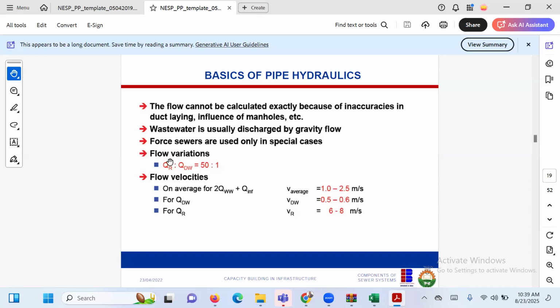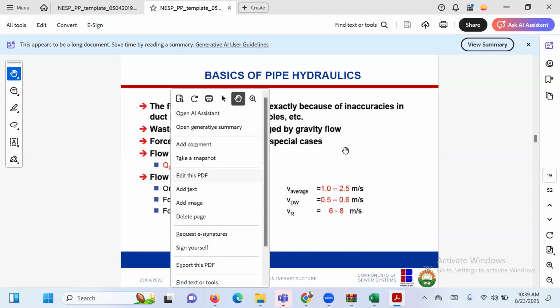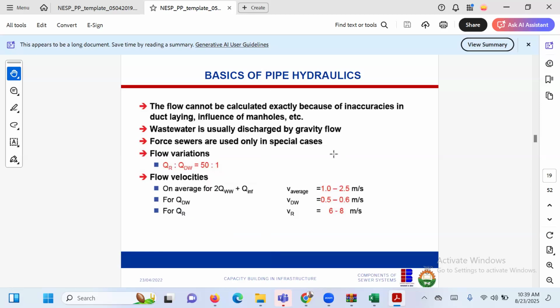Then QR, anywhere you see this QR, it means runoff. QR in our context means runoff. And when I say runoff, I'm referring to storm events. Runoff has to do with storm event. Runoff has to do with land area. Runoff has to do with rainfall. Rainfall comes in, it gathers, and it goes as a runoff.